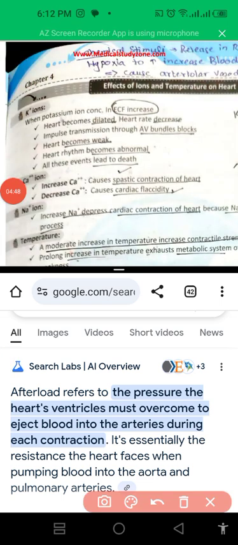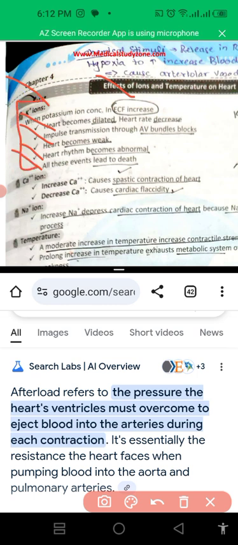So here is a clinical importance. Increased potassium ion in the extracellular fluid causes the heart to become dilated, impulse transmission through the AV bundle is blocked, the heart becomes weak, and rhythm becomes abnormal, and these events lead to death.